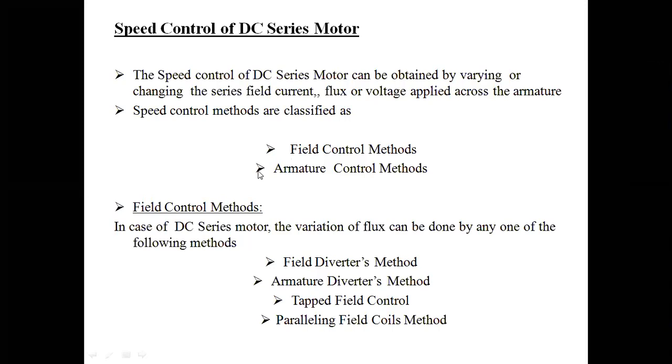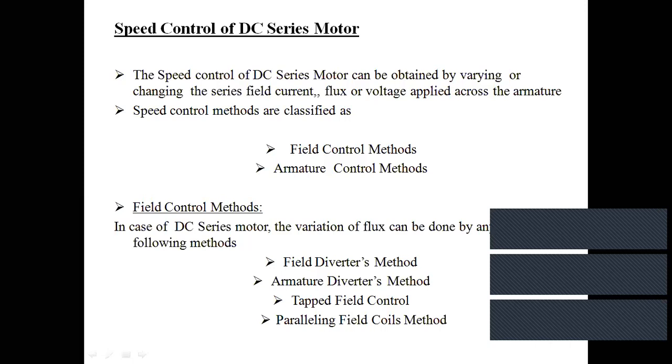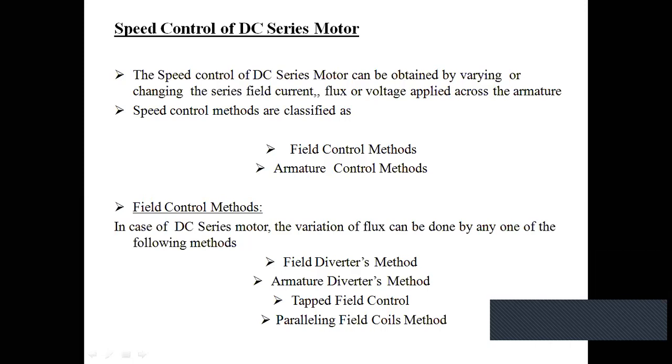Here is the speed control of your series motor. In the previous class, we have seen the speed control of the DC shunt motor. Here also we are going to see the same methods, that is field control methods and armature control methods, which we studied earlier for the DC shunt motor. Here also the speed of the DC series motor is going to vary by changing the field current and flux, and the voltage applied at the armature.